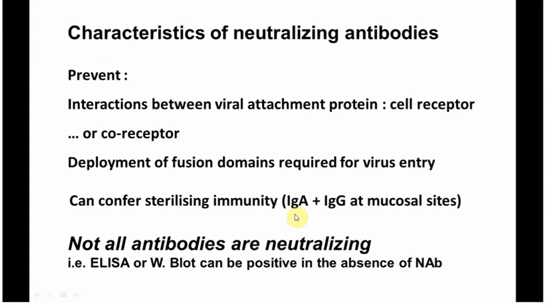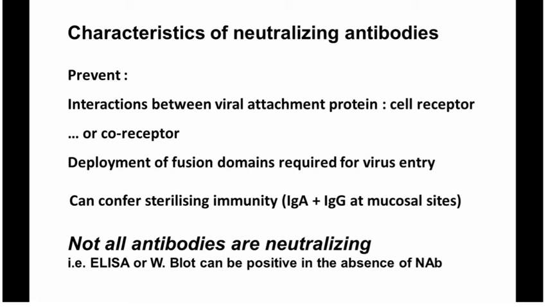Now, neutralizing antibodies, either of the IgA or the IgG class, can be secreted at mucosal sites. For example, they'll be present in your saliva or at the genital mucosa. This means that viruses that arrive at those sites can be bound by the antibodies immediately, even before they can infect a single cell in your body. That's why neutralizing antibodies, when they're present, can confer sterilizing immunity and prevent infection from occurring at all.